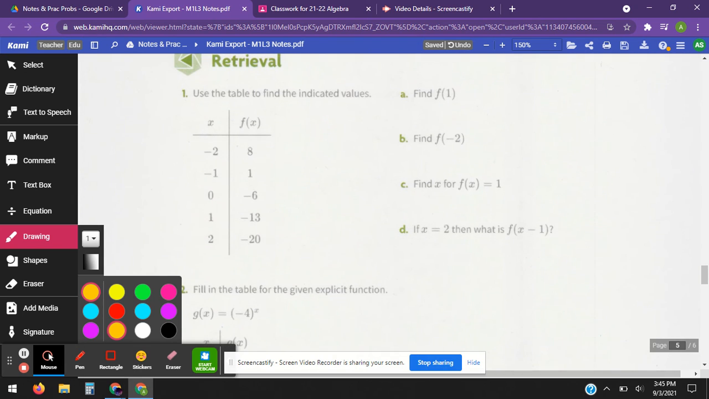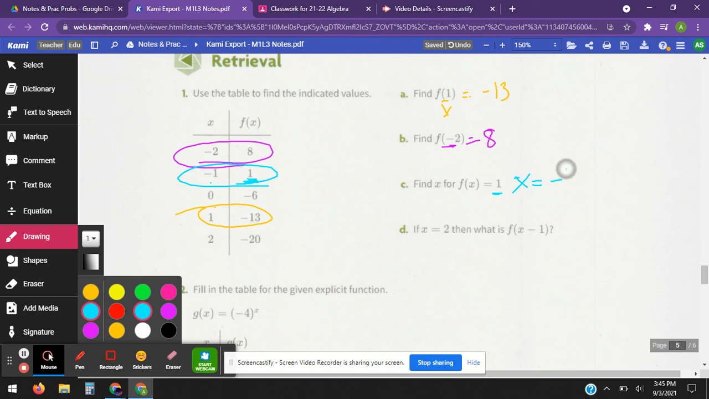Okay, so let's do our retrieval. So use the table to find the indicated values. Okay, so f of 1, this is my x value. So I'm looking for a 1 over here. So my answer is negative 13. Okay, so for this one, I need my x value to be a negative 2. That's this guy right here. So that means my answer is 8. Well, for this one, I need my answer to be 1. I need the 1 on this column. So that's actually this guy, making my x equal negative 1.